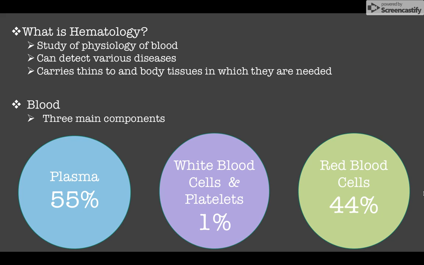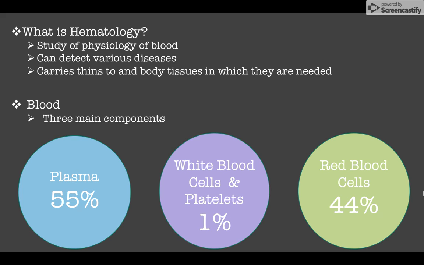We need blood to run through our bodies in order to maintain life. Blood helps us carry things such as vitamins, hormones, antibodies, heat, and oxygen to the body's tissues that they are needed in. It also helps us carry things away from our body tissues such as waste and carbon dioxide. There are 3 main components of blood, and they all have very special functions.